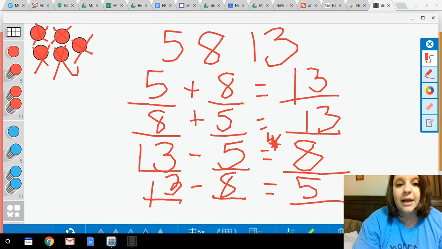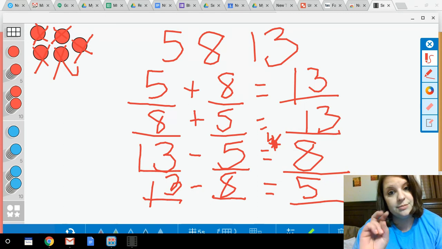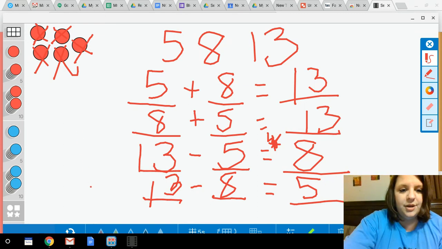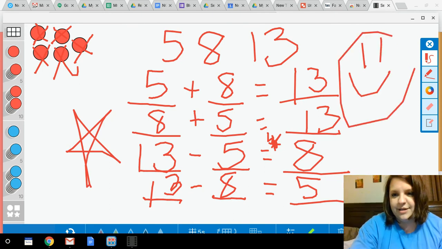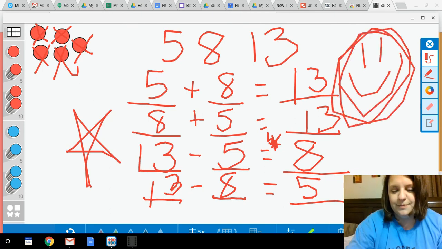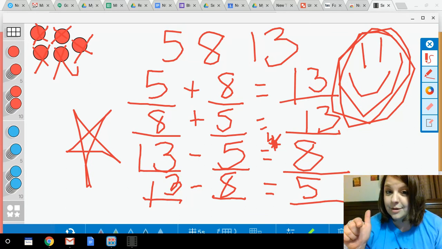Awesome. So now, have we completed our fact family? We sure have. We have our 2 addition and 2 subtraction number sentences. We finished our fact family. And you get a big star and a woohoo and a big smiley face because you did awesome. All right, now, guess what? It's time for you to do some work. I'm done doing the work right now. It is your turn.